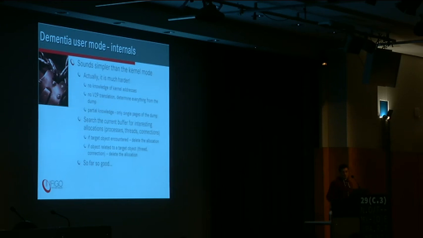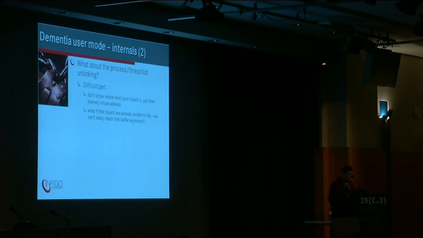The tool works like this. I search the current buffer being written to the memory dump and try to find some target objects. If I find the target object, for example a process, I delete the entire allocation. If I find some object related to my target object, for example a thread or a connection, I also delete it. So this is an easy part. Okay, but what about process list unlinking? Well, that's the difficult part.